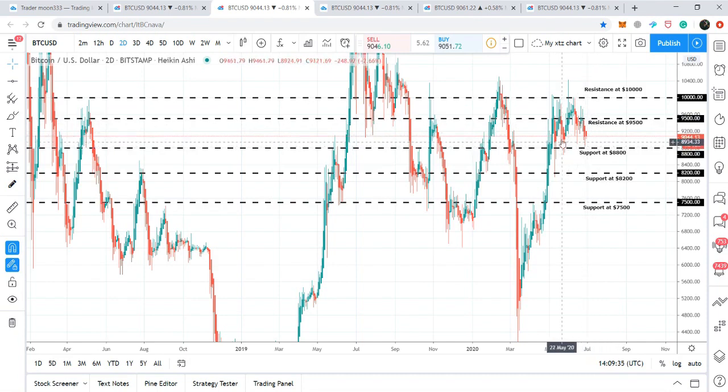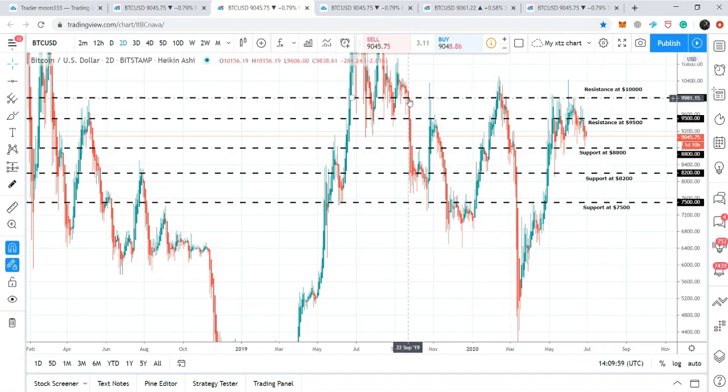So this is a kind of channel formation that the price action is likely to form in the near future. And if this $9,500 resistance is broken out, then we definitely have the next resistance, the strongest resistance, at $10,000 that the price action has not been able to break out so far.